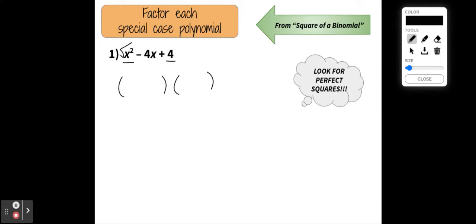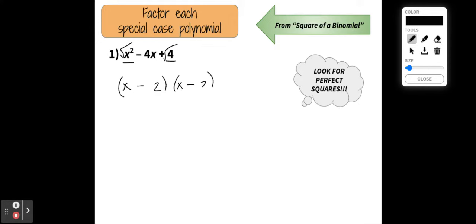So the square root of x squared would be x times x. And the square root of 4 is 2 and 2. Okay, well, the middle term here is a minus 4. And we know that these two have to add together to give you that middle term. So they both must be a negative. And also you can see this negative 2 multiplied by this negative 2 gives you that last term of positive 4.